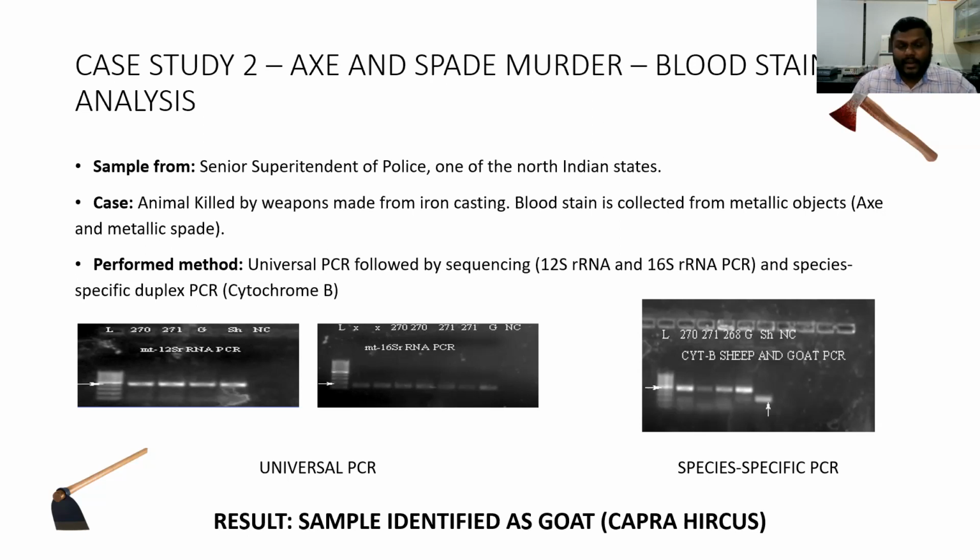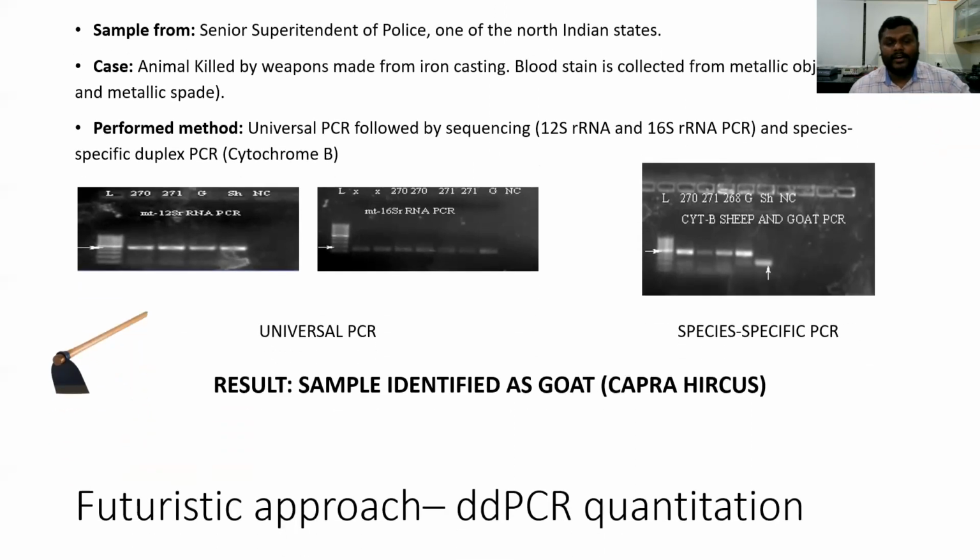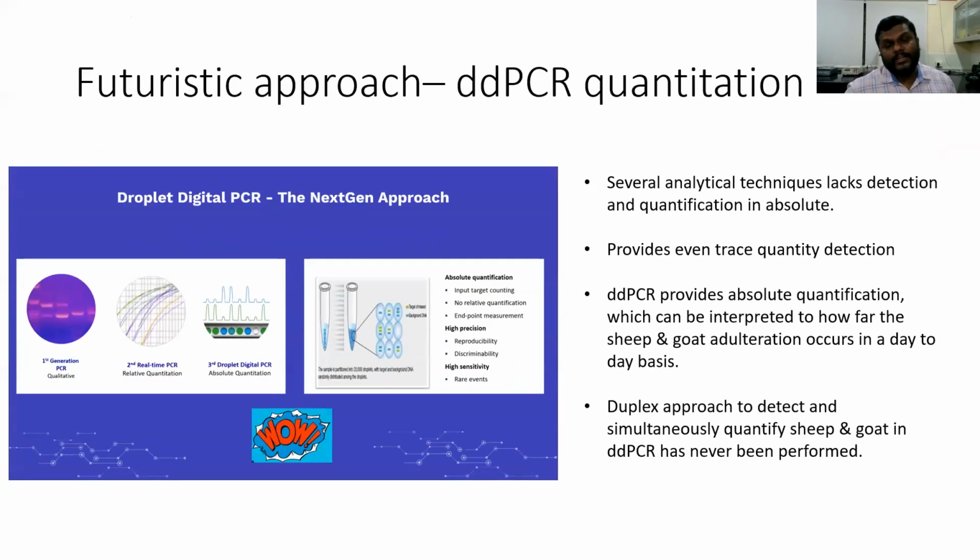You see that this kind of evaluation was happening in human forensics, but in animal forensics these are very new experiences and very new issues. The very important difference between human forensics and animal forensics is that human forensics mainly deals with individual identification, but in animal forensics we are dealing with species identification. This is one of the case studies we performed for one of the North Indian state departments.